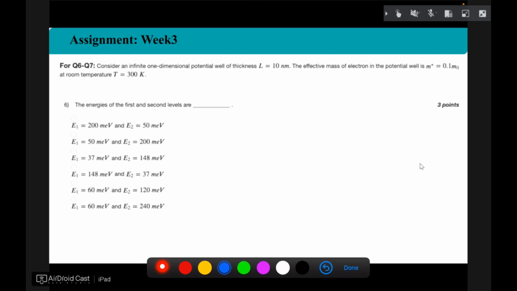The next question is: consider an infinite one-dimensional potential well of thickness L equals 10 nanometer. The effective mass of the electron in the potential well is m star equals 0.1 m naught at room temperature. We want to find out what the energies of the first and second levels are. Okay, so we are given that L equals 10 nanometer, m star equals 0.1 m naught, T equals 300 Kelvin.